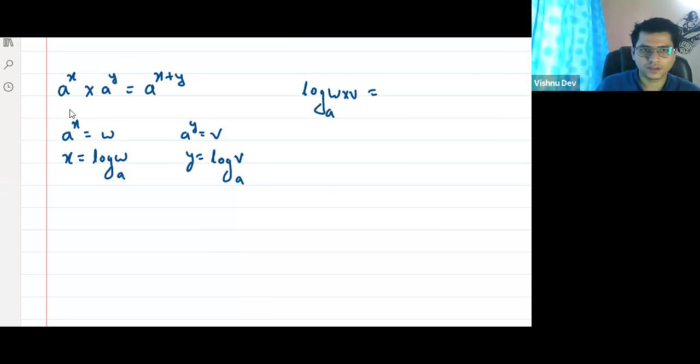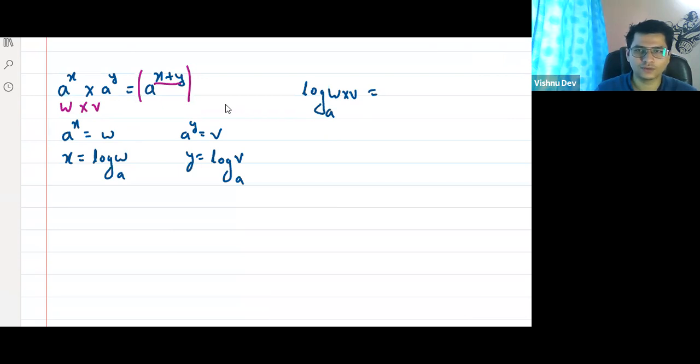This is w into v. Agree? So what is the power of this term? X plus y. Yes, it is not x into y. It is x plus y. Yes or no? Got it? Everyone got it? Very good, correct.